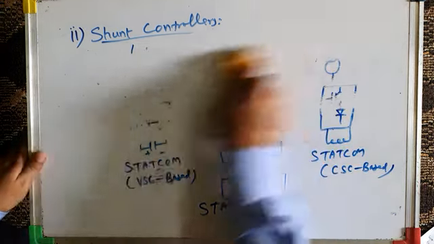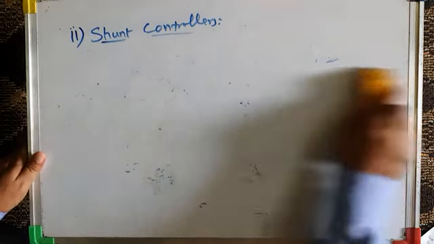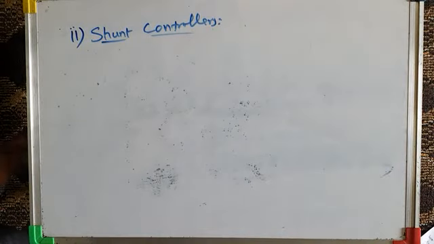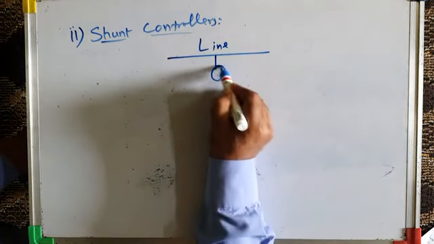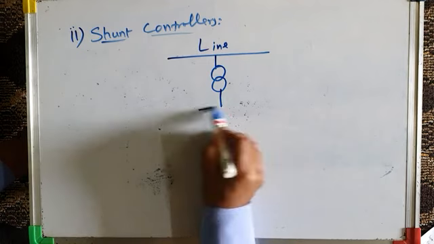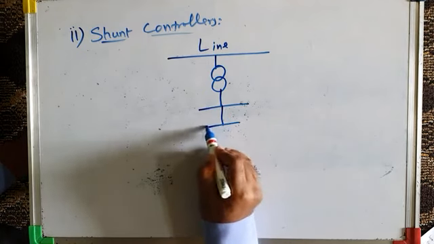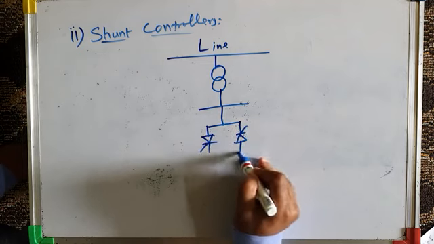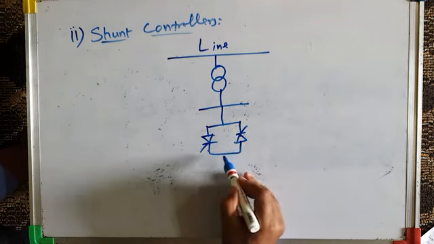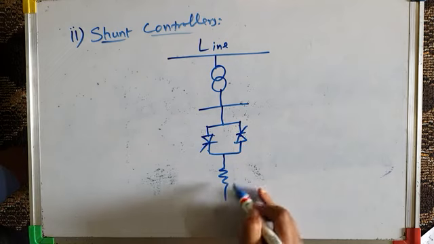Now another type of shunt FACTS controller I have already discussed with you a few moments back is Thyristor controlled braking resistor. The Thyristor controlled braking resistor looks like this. We have a bus, and then we have thyristors or SCRs connected in anti-parallel, giving bidirectional thyristor switch, and then we have a fixed resistor.